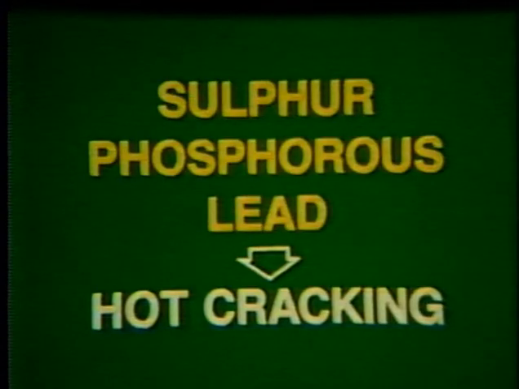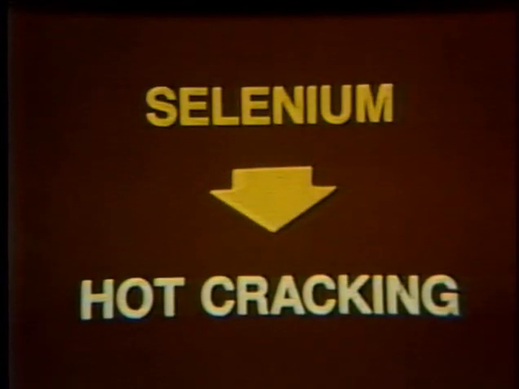Hot cracks can be caused by excessive amounts of sulfur, phosphorus, and lead in the base metal, which are commonly found in free machining steels that are designed for good machinability. Another element, selenium, is found in free machining stainless steels and can contribute to hot cracking. Metals containing these elements are generally considered non-weldable.